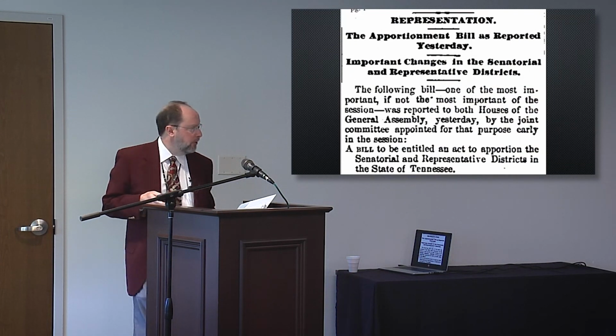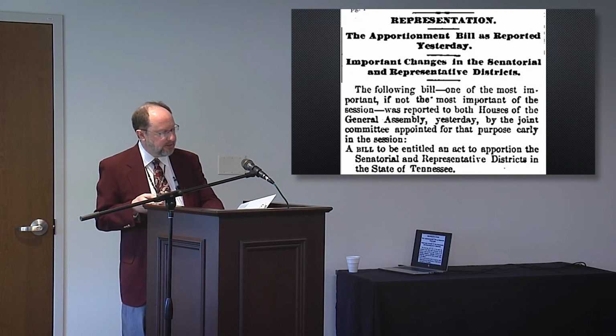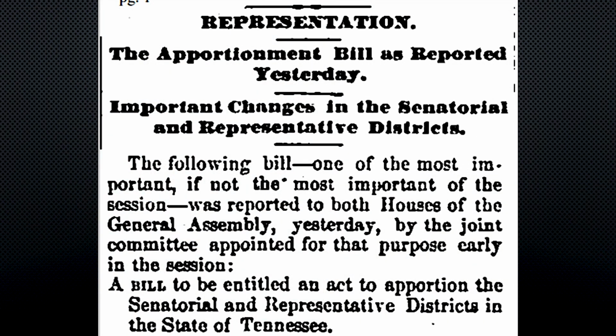The Republican Banner, November 29th, 1871. Representation. The apportionment bill as reported yesterday. Important changes in the senatorial and representative districts. The following bill, one of the most important, if not the most important of the session, was reported to both houses of the General Assembly yesterday by the joint committee appointed for that purpose early in the session. A bill to be entitled an act to apportion the senatorial and representative districts in the state of Tennessee.